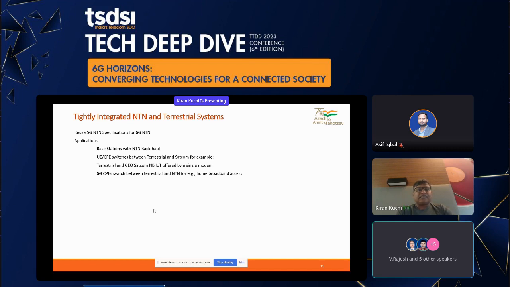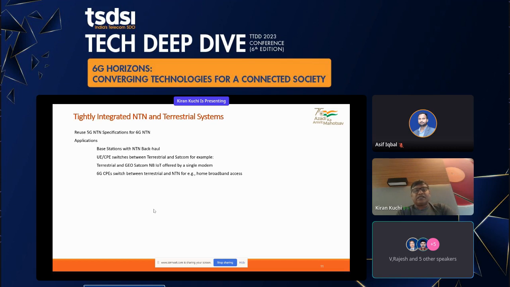Finally, what kind of integration can be expected with non-terrestrial networks? Well, there are base stations with NTN backhaul that are available today. And in 6G, when next generation NTN comes into the picture, base stations can benefit from that. But I think more can be done.